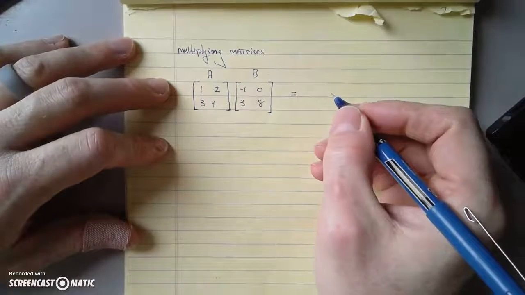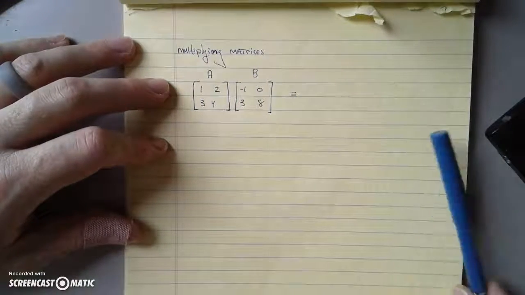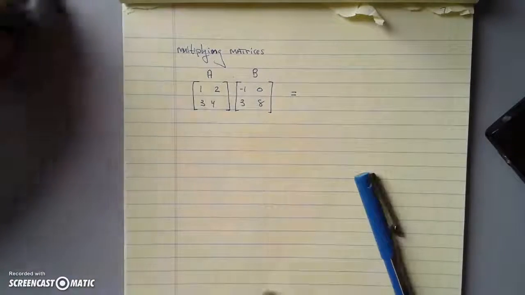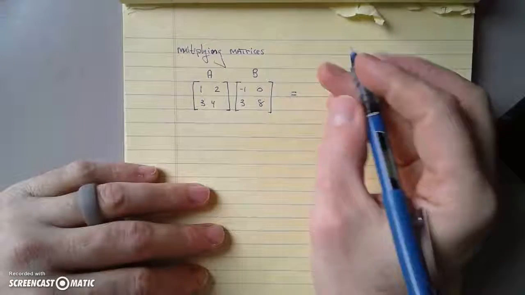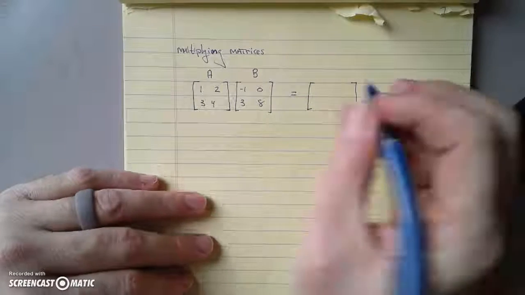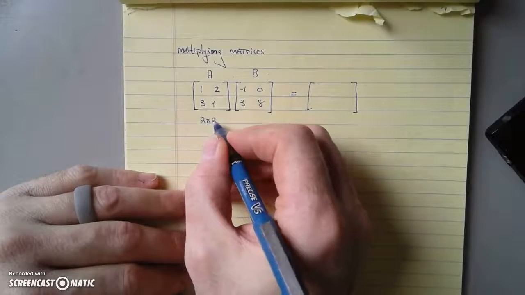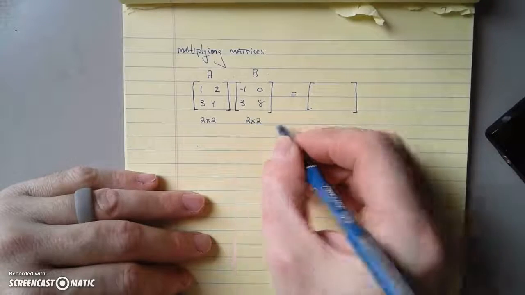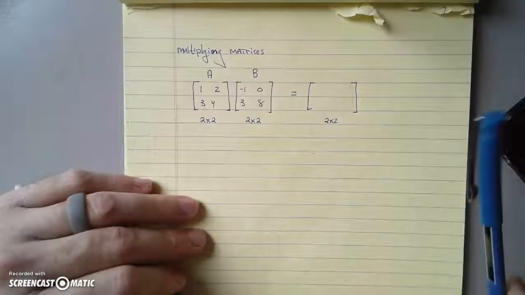And so we're going to make another matrix. Here's how this works. The resulting matrix, this will make sense in a minute, is also going to be 2 by 2. We have 2 by 2, 2 by 2. The answer is going to be 2 by 2.